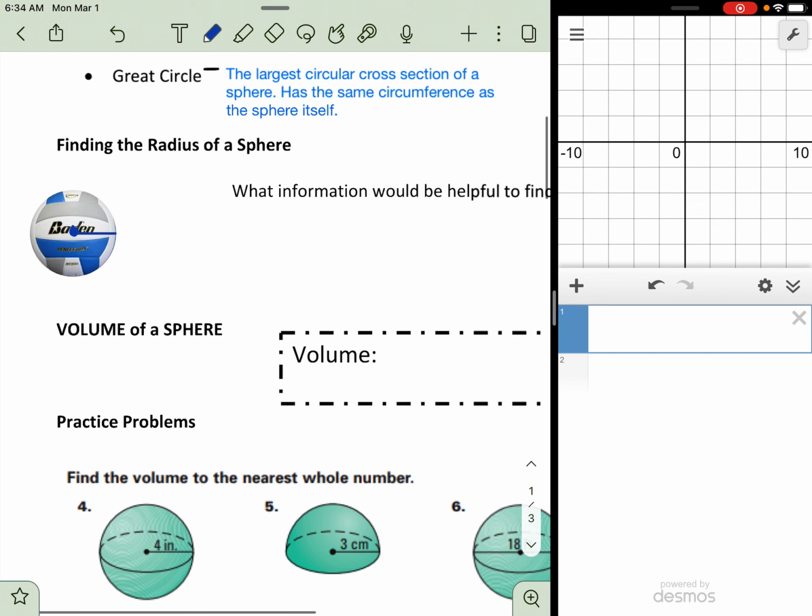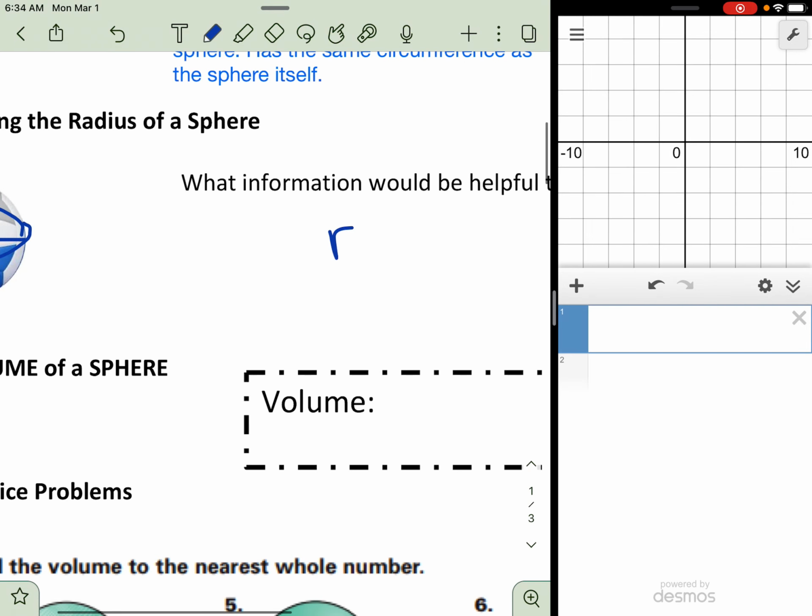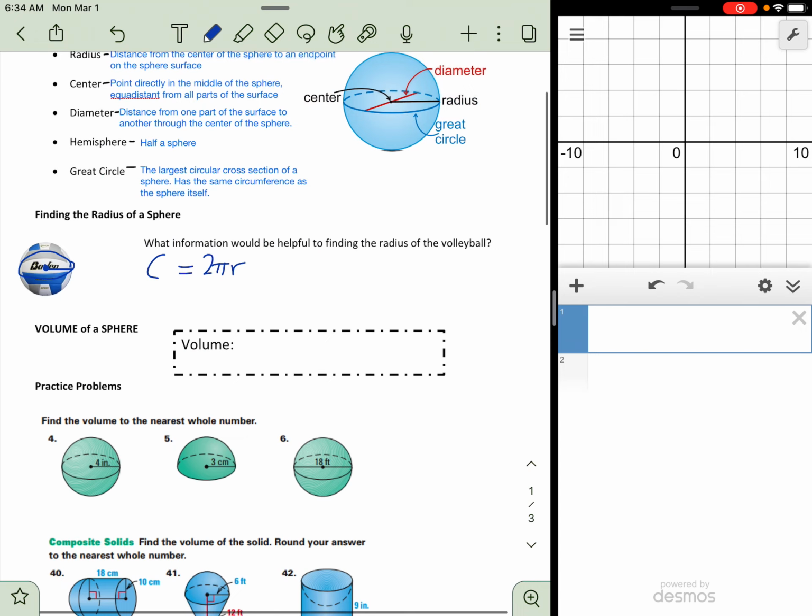Okay, we need to have some type of formula that has a radius in it. Well, if we know what the great circle is, well, that would tell us the circumference. And the circumference of any circle is just 2 pi r. So you don't necessarily need the volume, right? You could just know the circumference, and that would help.